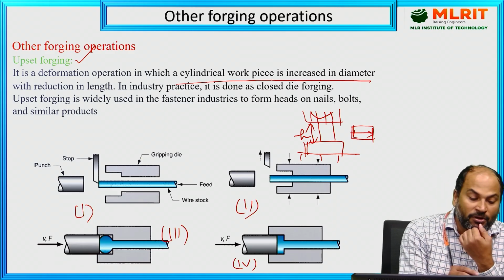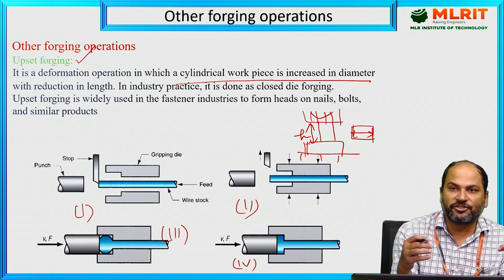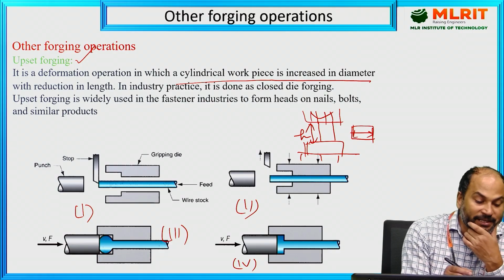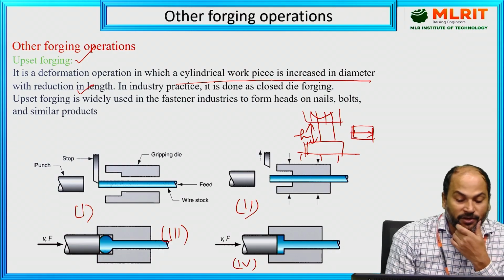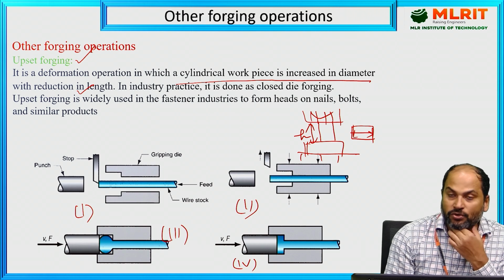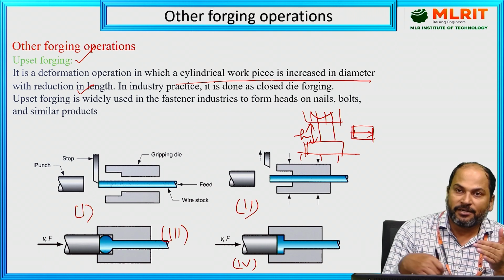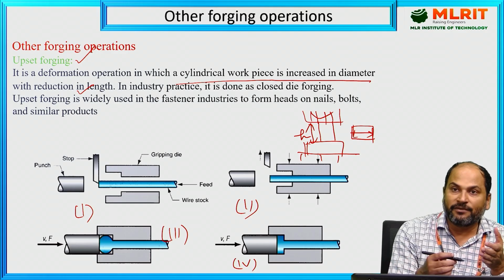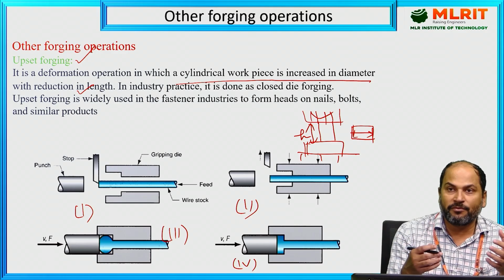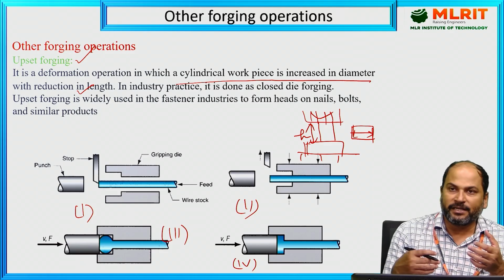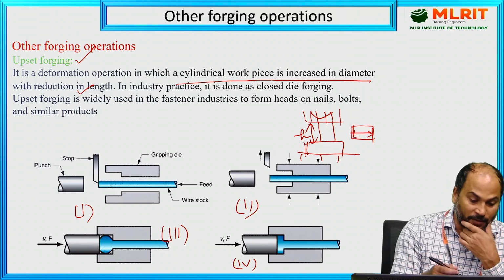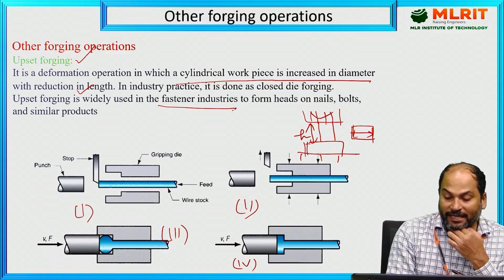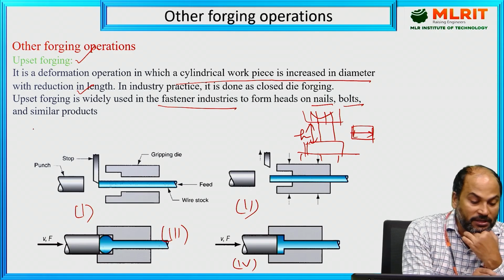So here also the workpiece is in cylindrical shape. When we are deforming this one, its diameter will increase with reduction in length. Okay. In industry practice, it is done as closed die forging. Closed die forging is also known as impression die forging. So the material will not be free to move, its movement will be constricted, and finally it will take the shape of the impression. Offset forging is widely used in the fastener industries to form heads on nails, bolts, and similar products.